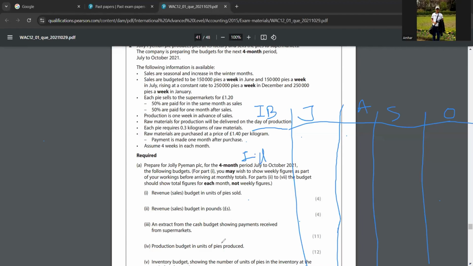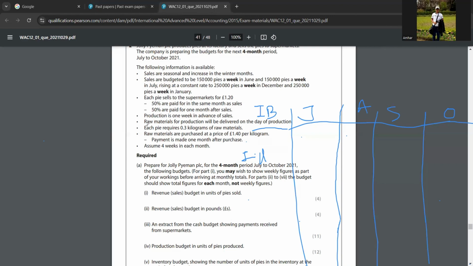So look at the next question. They are saying you to prepare inventory budget showing the number of units of pies in the inventory at the end of each month. Okay. So look at this requirement. They are saying raw materials. Okay, so this one you have to draw up inventory budget. That's why I have put IB. So now you have to find the inventory units in order to draw inventory budget. So you have to show the number of units of pies in inventory at the end of each month.